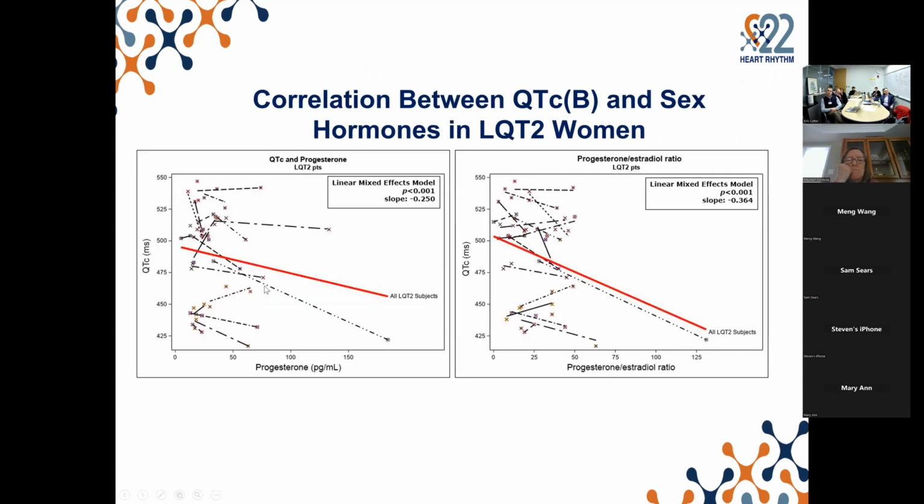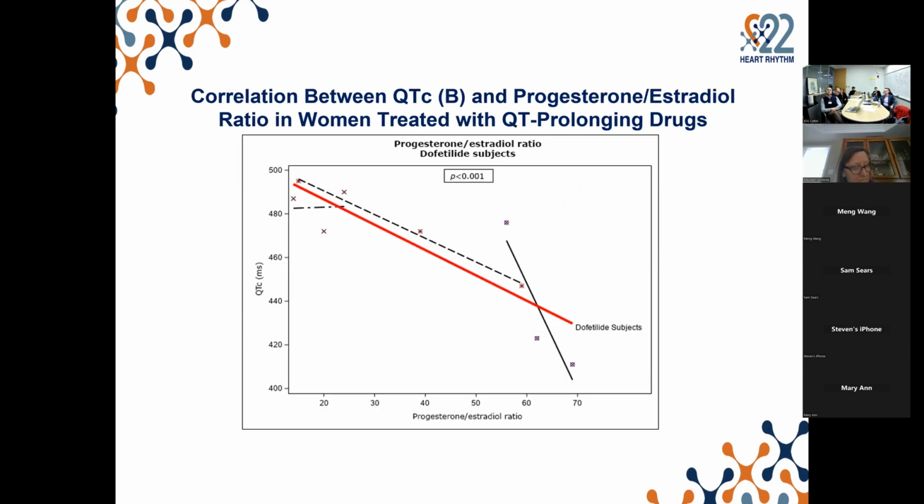And as you see, as progesterone levels increase, there's a reduction in QTc. And again, as the progesterone to estrogen ratio increases, there's also a reduction in QTc. So during the menstrual cycle, after ovulation, the progesterone ratio increases and the risk of QTc increasing is also reduced. And this is all what happens also when we give drugs that mimic long QT syndrome.